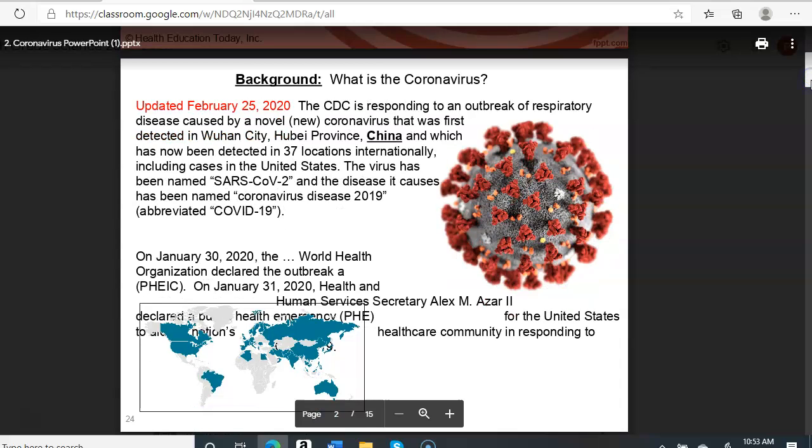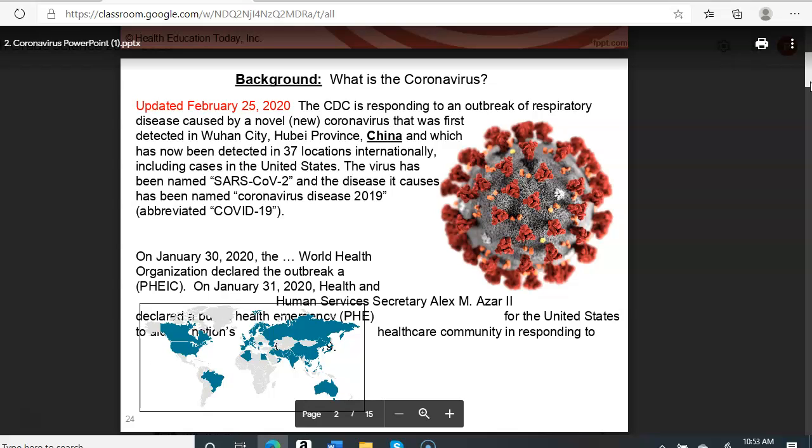So, what is the background? What is the coronavirus? This was updated February 25th of 2020. And with all that you're hearing on the news, it has progressed to be a lot worse than people had imagined that it might be. So keep that in mind.